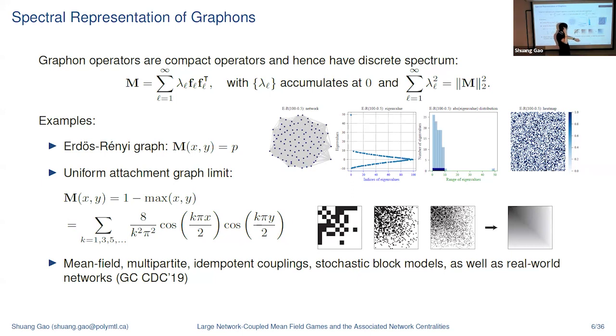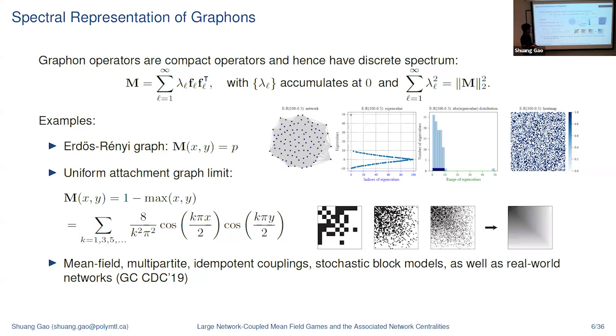You don't see a structure there, but when you look at its spectrum, what's striking is that only one eigenvalue separates itself from the rest. It's also illustrated here. So the point is that the limit of this model is simple because the eigenstructure is simple. It is a rank one graphon.